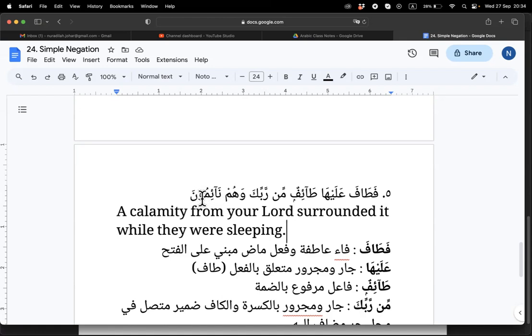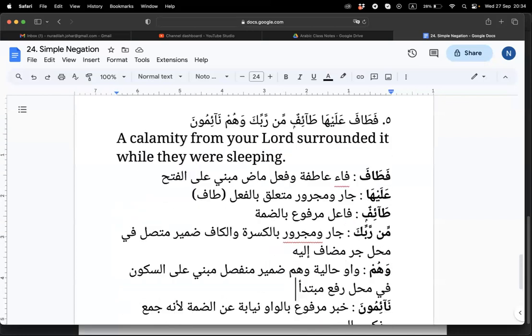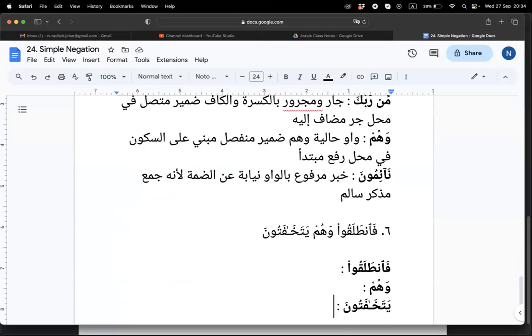So whenever you have an ism fa'il or ism maf'ul and you don't have a noun word for that in English, we don't say "while they were sleepers." So you can use the fi'il, because this is obviously from a fi'il. Do you understand this? Okay.